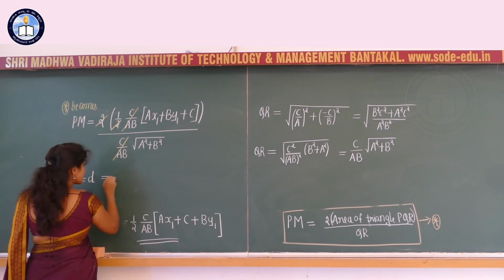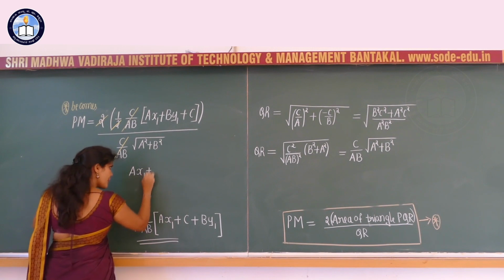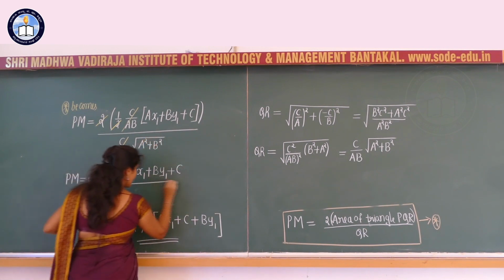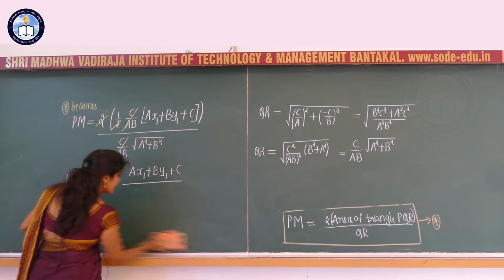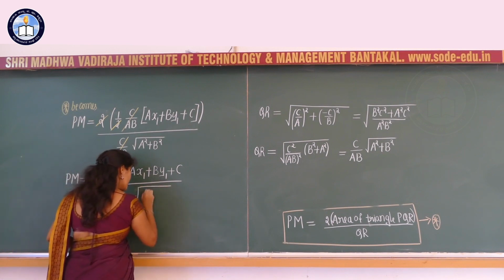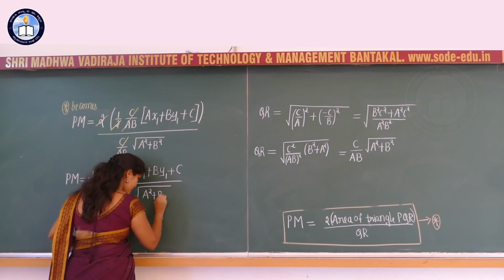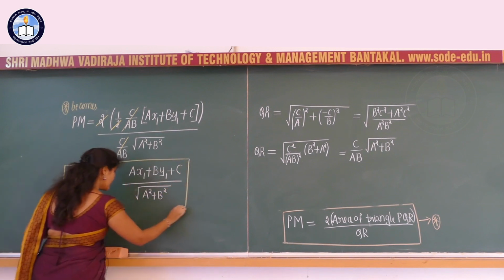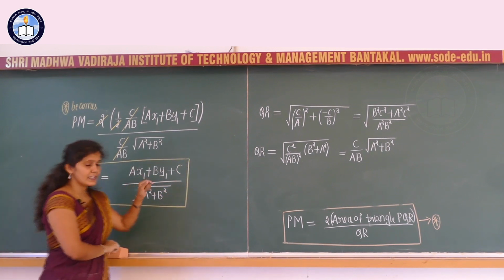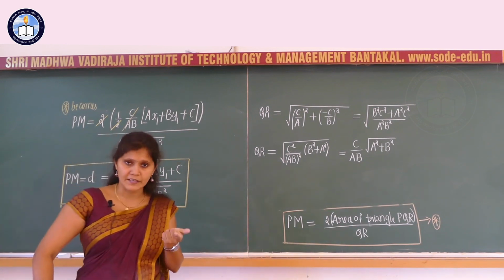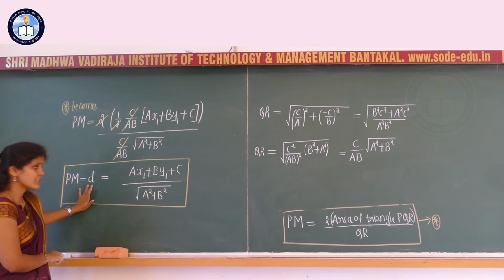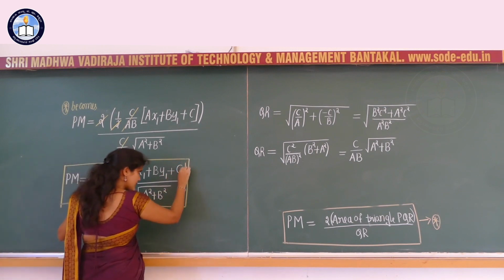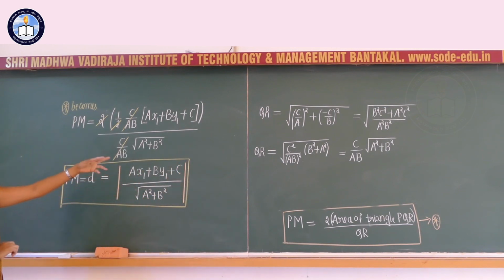Which is equal to A into x1 plus B into y1 plus the constant C, divided by the denominator term. What is the denominator term? The denominator term is root of A square plus B square. So this is the formula to find the distance from the point to the line. What are A and B here? A and B are nothing but the coefficients of x and y from the given line, and this represents distance. Distance cannot be negative, so here you can consider the absolute sign, which converts negative values into positive.